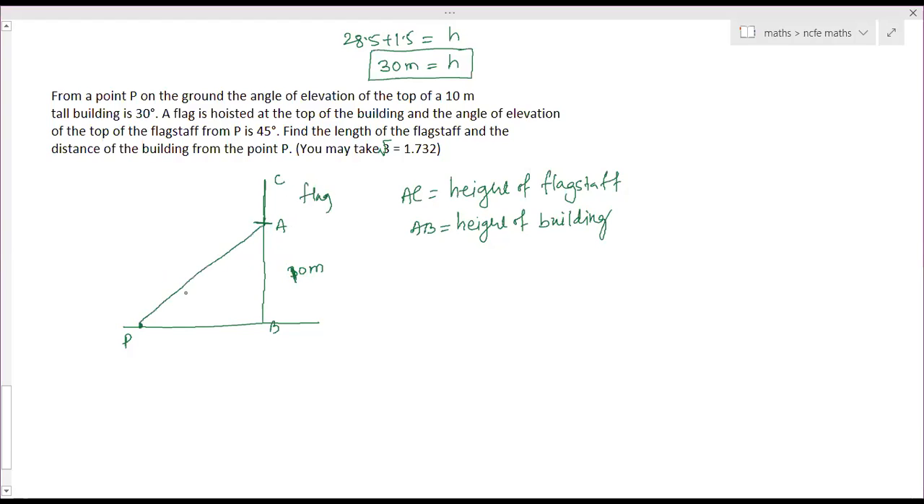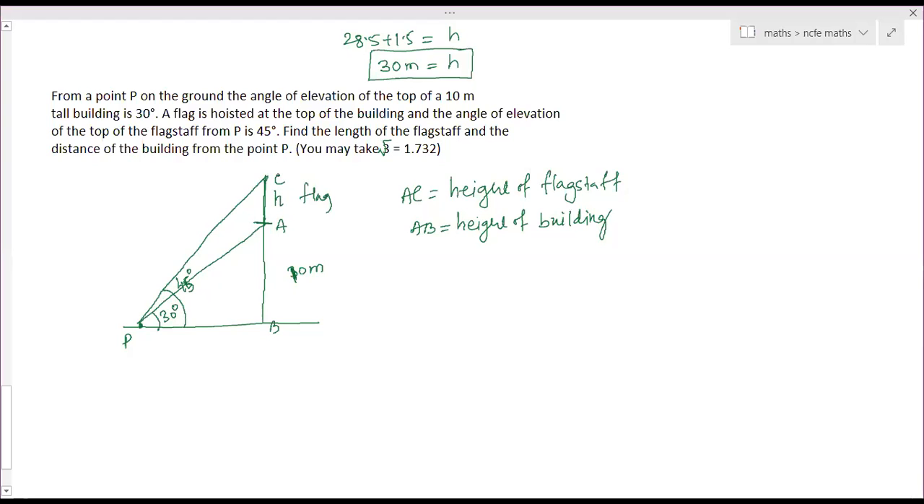Top of the building angle of elevation is 30 degree, and the angle of elevation of the top of the flagstaff from P is 45 degrees. So from here to C, this is the line of observation. So this full angle is 45 degrees. Find the length of the flagstaff and the distance of the building.